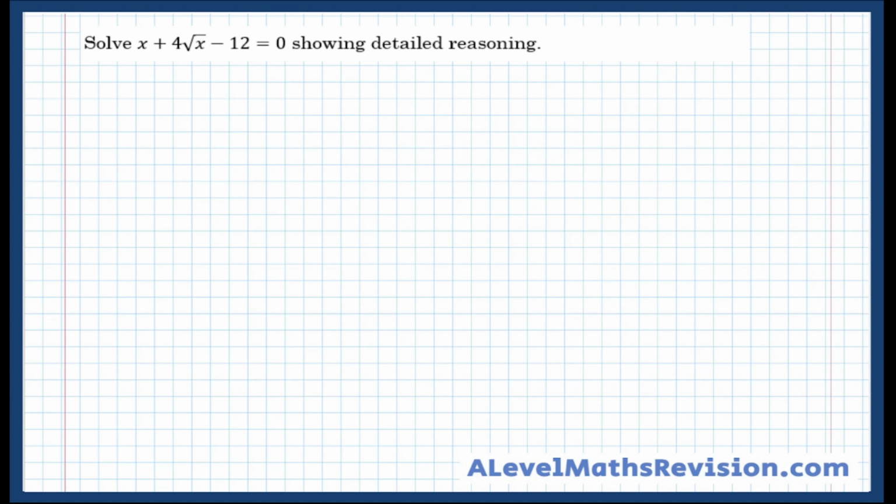Solve x plus 4 root x minus 12 equals 0, showing detailed reasoning. Now this phrase, showing detailed reasoning, prevents us from using calculator functions such as quadratic solvers. You can still use a calculator. In fact, you could even use the quadratic solver on your calculator, but your method has to be backed up by full working. So it's not enough just to use it and not show any working. You can use it and then put the quadratic formula in your working, but how you solve a quadratic on paper must be shown in order to get the marks.